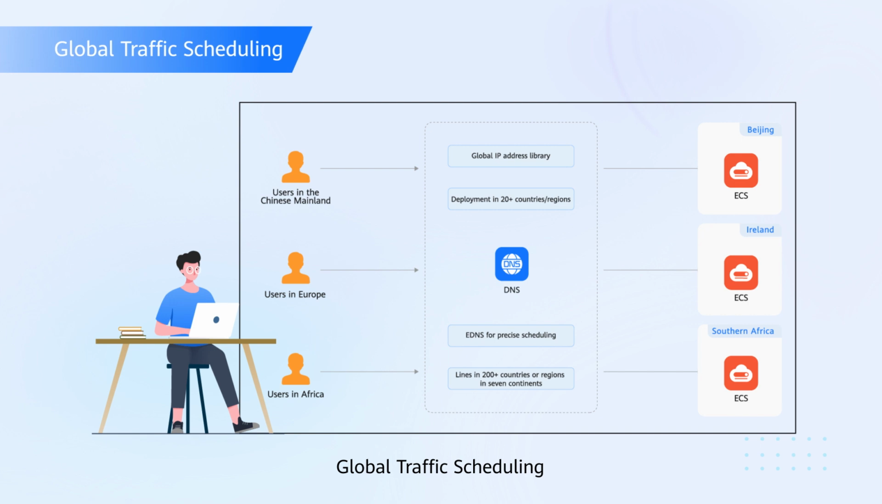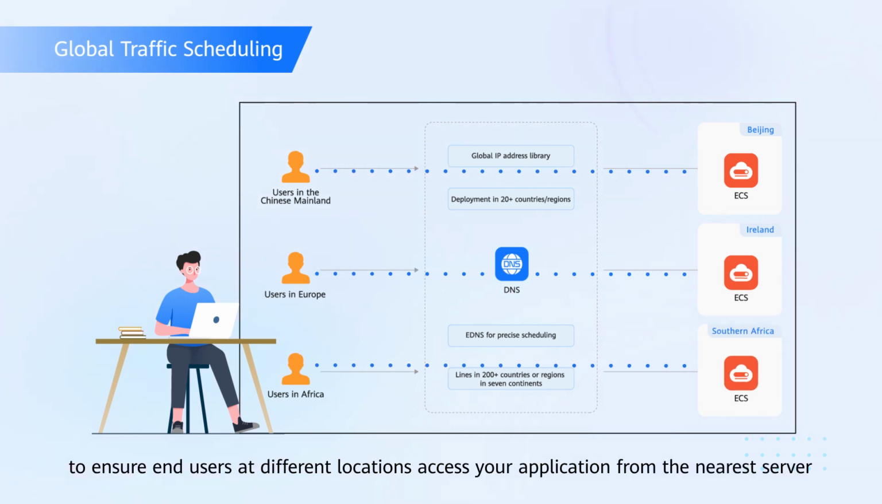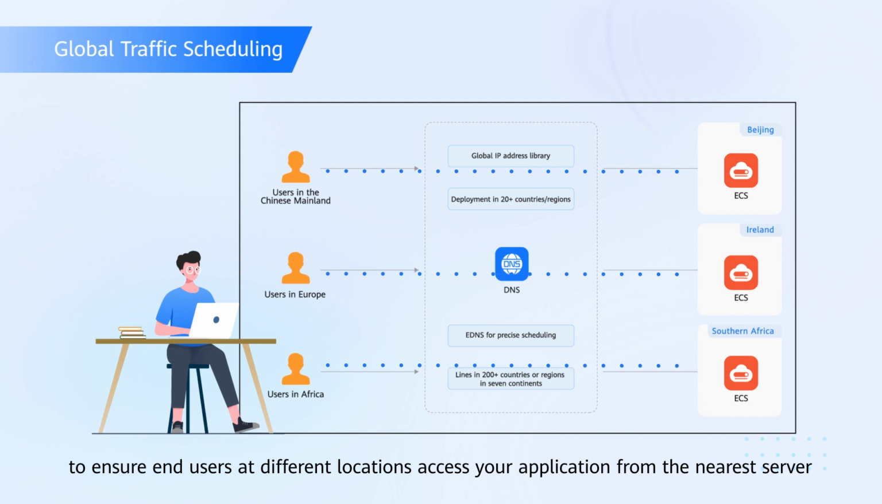Global traffic scheduling: if you operate businesses around the world and have website servers on different continents, you can use DNS intelligent resolution to ensure end users at different locations access your application from the nearest server.